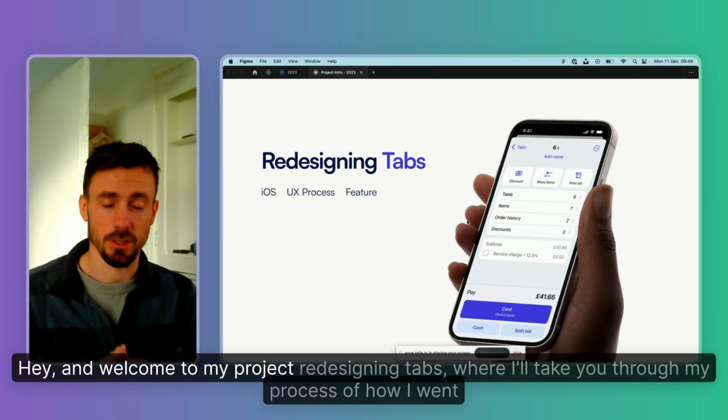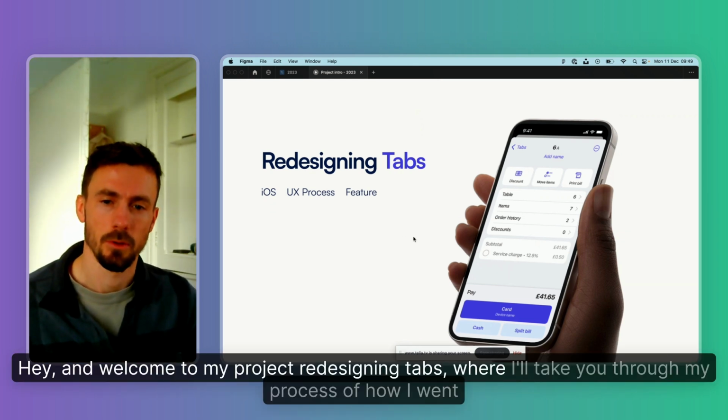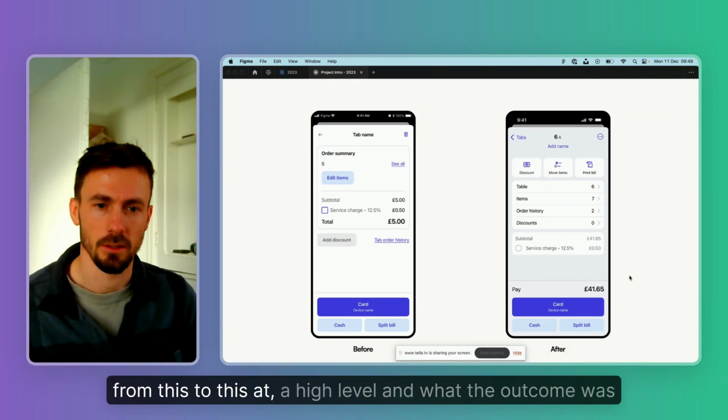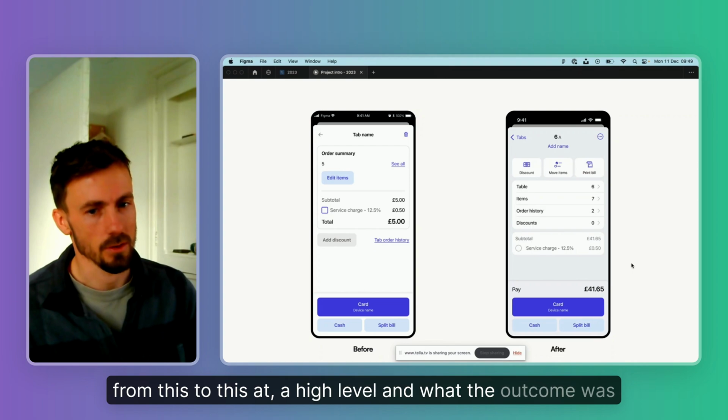And welcome to my project, Redesigning Tabs, where I'll take you through my process of how I went from this to this at a high level and what the outcome was.